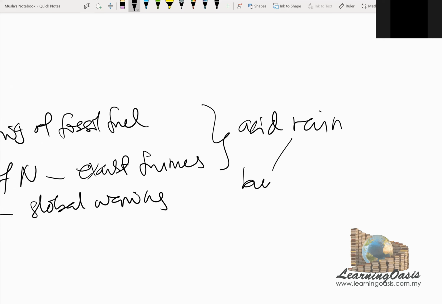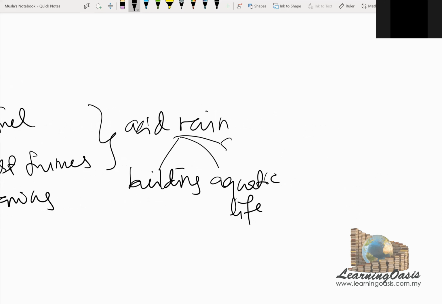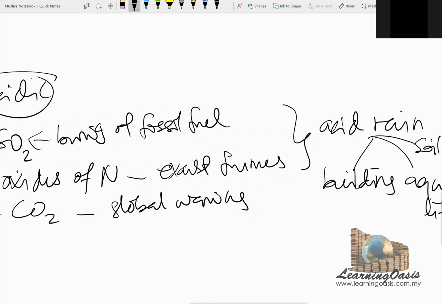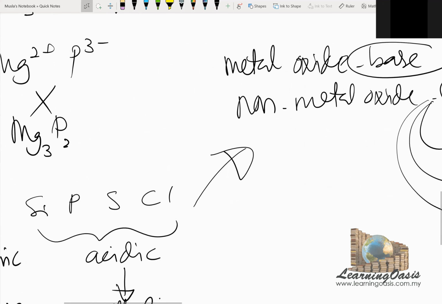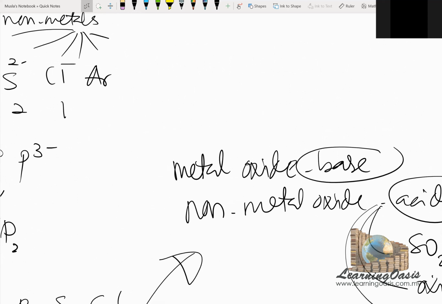Why does it corrode buildings? Explain. What are buildings made up of? Calcium carbonate. So calcium carbonate plus carbonic acid gives you salt, carbon dioxide, and water. Right, and then it has an effect on aquatic life, right? Okay, and then it also causes the soil to be acidic, right? Okay, so know all those as well. And then remember, metal oxide is a base, with a few exceptions, like Al2O3.